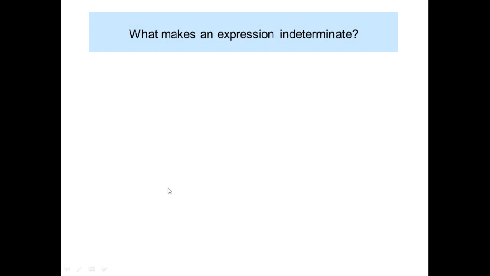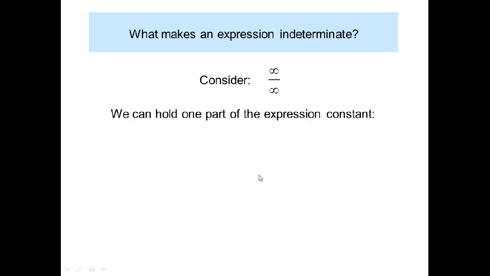So what makes an expression indeterminate? Well, consider the situation that we know is indeterminate, infinity over infinity. If we can hold one part of the expression constant, for instance, if we take the limit as x approaches infinity of x over 1,000, so we're holding the bottom constant, this thing's going to go off to infinity. Now if we flip this and let the top stay constant but the bottom varying and x goes to infinity, then we end up with 0.